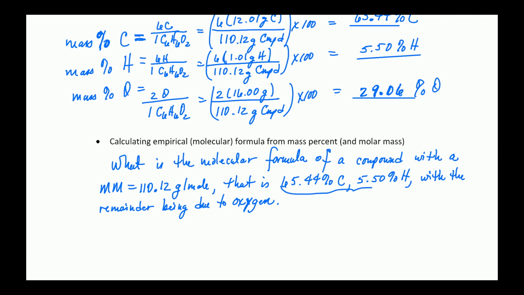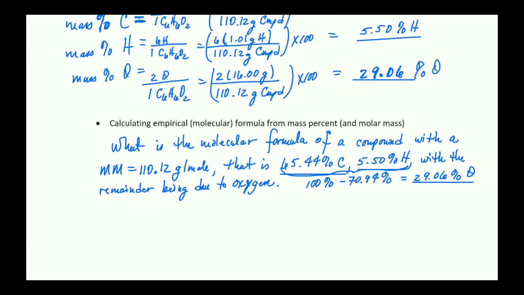You know that all the percentages have to add up to 100. So you would take this right here, and that is 70.94. So 100% minus the 70.94% is going to give you the 29.06% that is due to oxygen. So now you have your percentages for your 3 elements in your compound.